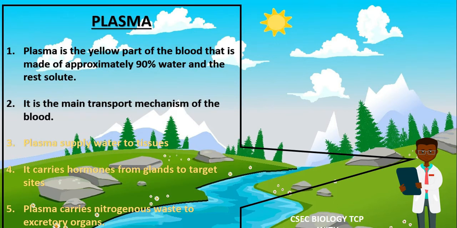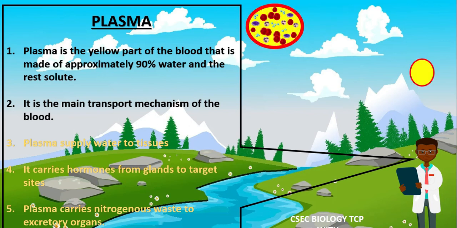Plasma. Plasma is a yellow part of the blood that is made of approximately 90% water and the rest made of solute, and that's going to be about 10%. It is the main transport mechanism of the blood. Plasma supplies water to the tissues and of course all cells. It carries hormones from gland to target site. Plasma carries nitrogenous waste to excretory organs.